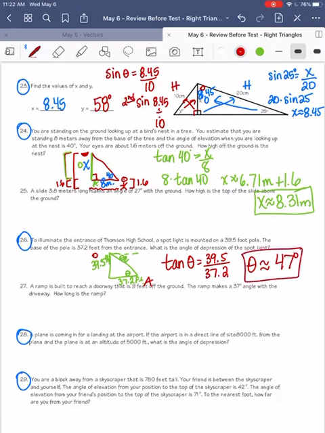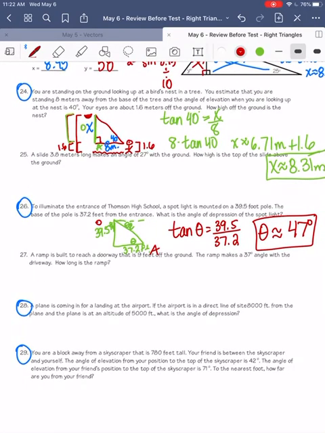All right, number 28. A plane is coming in for landing, so let's go ahead and put this. Direct line of sight, remember, any direct distance, direct line of sight, that's your hypotenuse.